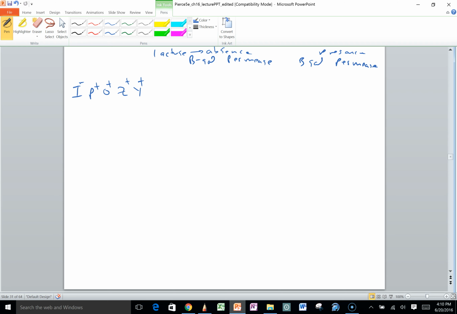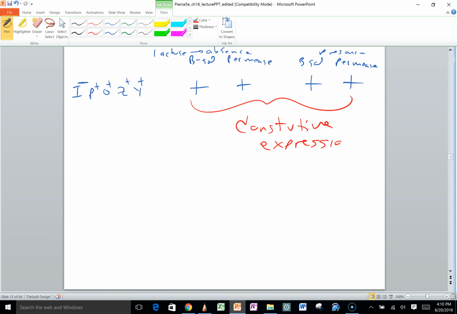Now, the repressor's job is to bind the operator and turn the gene off. So if you don't have the repressor, the gene's going to be on all the time. So even in the absence of lactose, the gene will be on. Even here. So this is the phenotype. When you see everything on all the time, that's what we mean by constitutive expression.